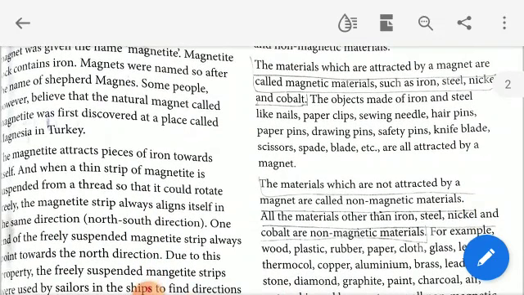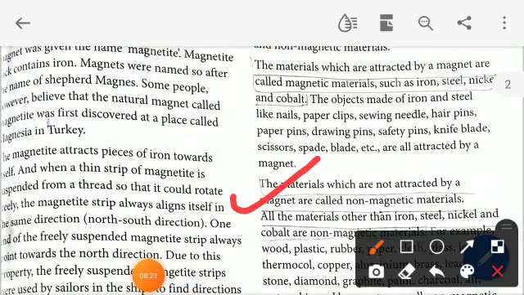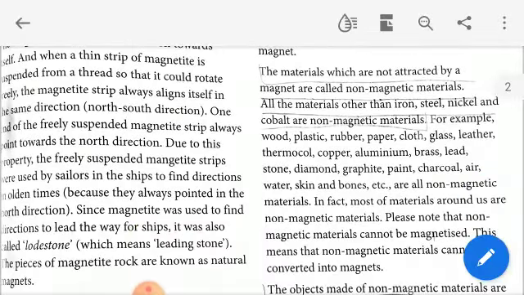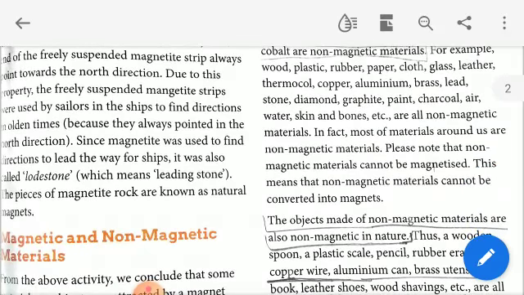The materials which are not attracted by a magnet, this is the second point, are called non-magnetic materials. All the materials other than iron, steel, nickel and cobalt are non-magnetic materials. For example, if you take wood, plastic, rubber, paper, cloth, glass, leather, thermocol, copper, aluminium, brass, lead, stone, diamond, graphite, paint, charcoal, air, water, skin and bones, etc., they are all non-magnetic materials. Why? Because they are not attracted towards the magnet if we put them close to the magnet.